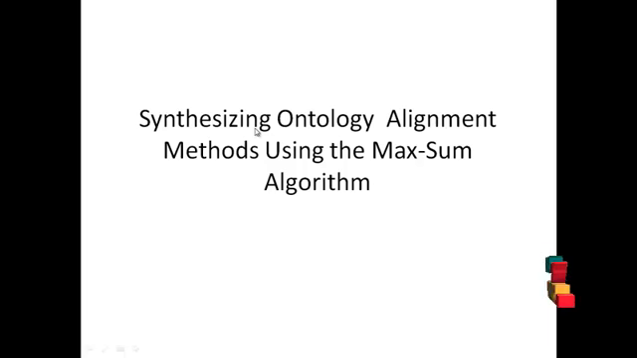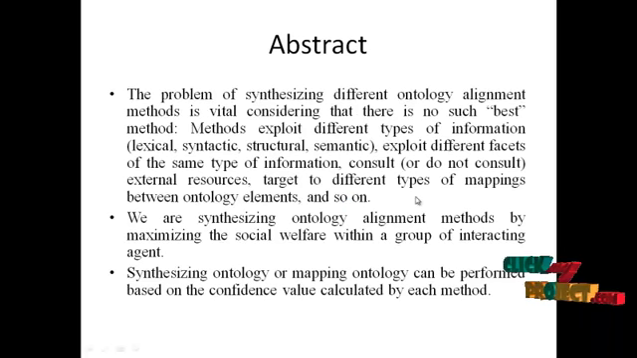The title is Synthesizing Ontology Alignment Method using the MaxSum algorithms. In this project I'm going to map two different ontology files. For this mapping I'm using a model-based synthesis method. Using this method only, we can generate confidence values. Using these confidence values, we can map these ontologies.